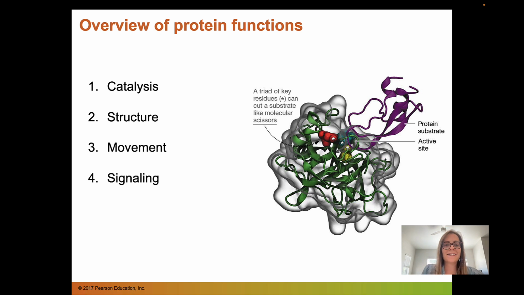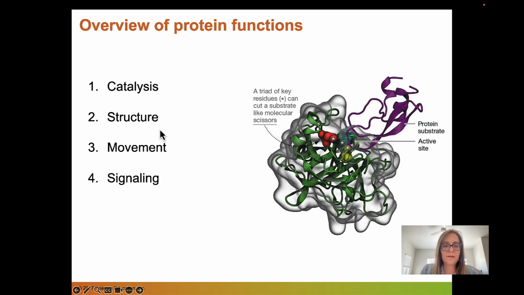What are those jobs? Proteins play a very important role in catalysis, or enzymatic function, helping out chemical reactions. Here's an example of a protein enzyme. Protein enzymes have a really important area called the active site. In the active site, there are usually some amino acids, which we call key residues, that can act like molecular scissors to clip off a part of their substrate, or even help bring together two different substrates, depending on what the enzyme does. We'll talk more about enzymes specifically next class.